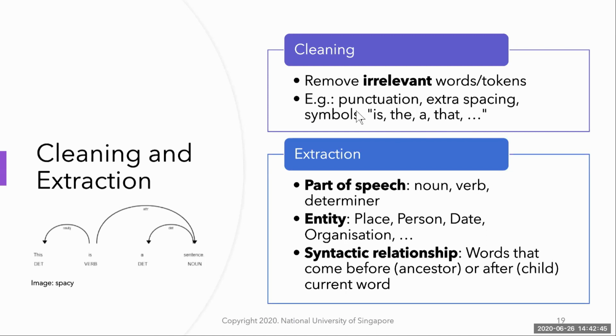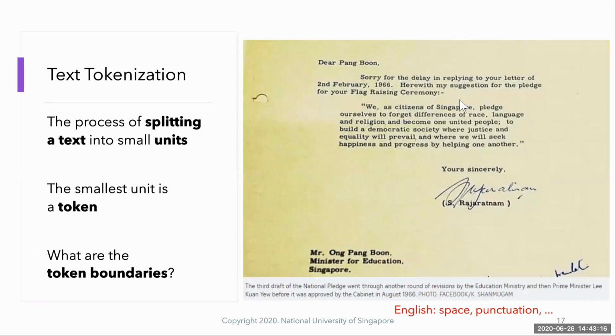So cleaning, besides removing the obvious things like punctuation, spacing and symbols, we also remove subwords. And then after that we do extraction or exploration, looking at part of speech, for example this word is a verb, sentence is a noun. We can also look at entities. In this case, there's not really an entity here, but for example, the word Singapore is a country. Singapore represents more than just a word, it's a country.